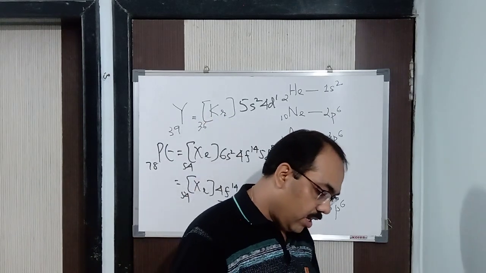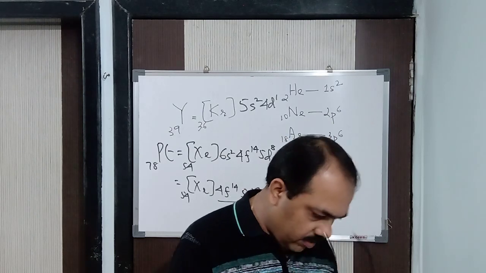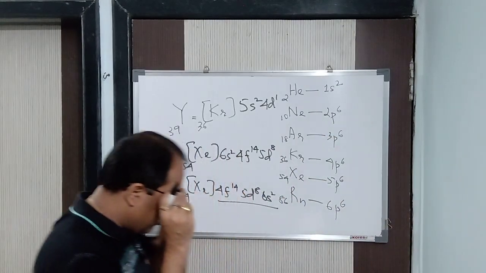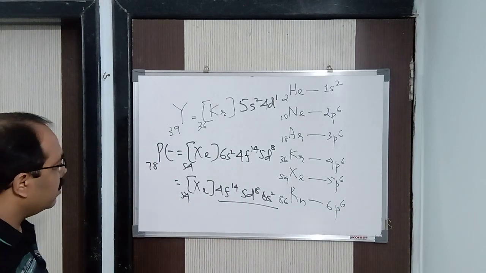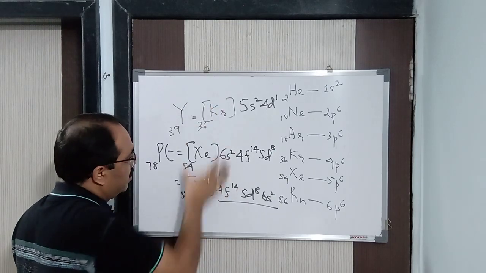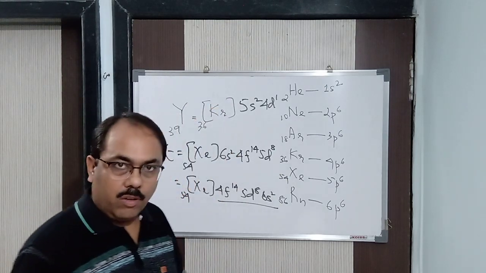In this way you can write the electronic configuration according to the nearest noble gas. Clear? According to the nearest noble gas, you can write it down. So this is how to write it according to the nearest noble gas. I have shown you, it is in front of you. I hope you have understood how to write it down. Okay, thank you.